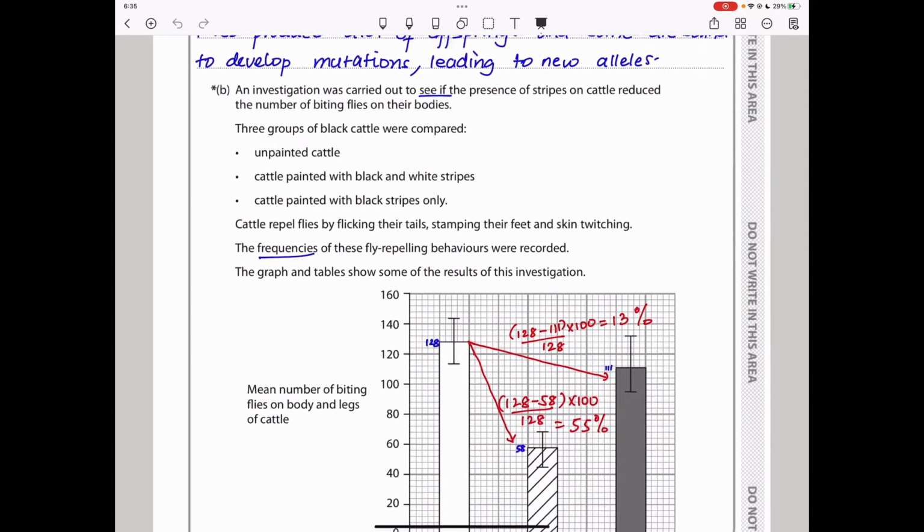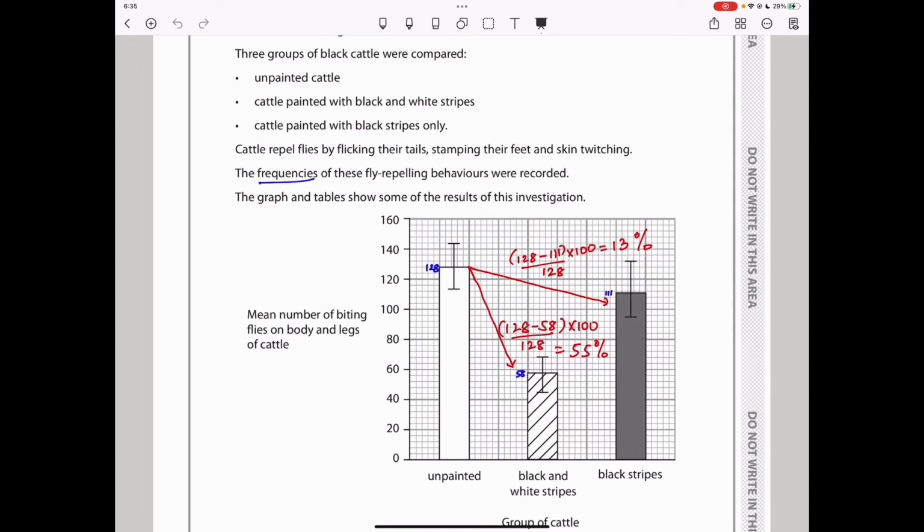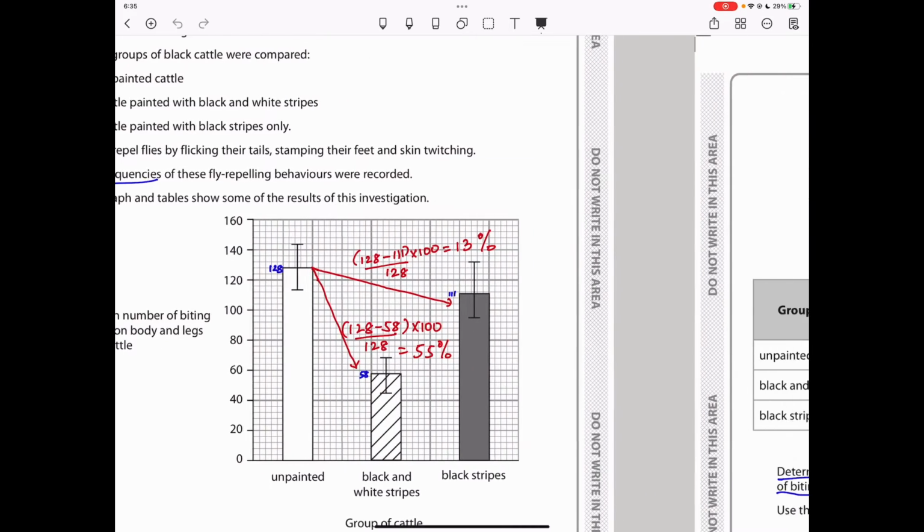And this time, the values I calculated now can make sense. You can see this comparison here. We can see from here to here, we see a 13%. And from this one to this one, we can see a 55%. That is going to be the change that has occurred. So I'm going to reference these values in my answer on the next page. So let's go back.